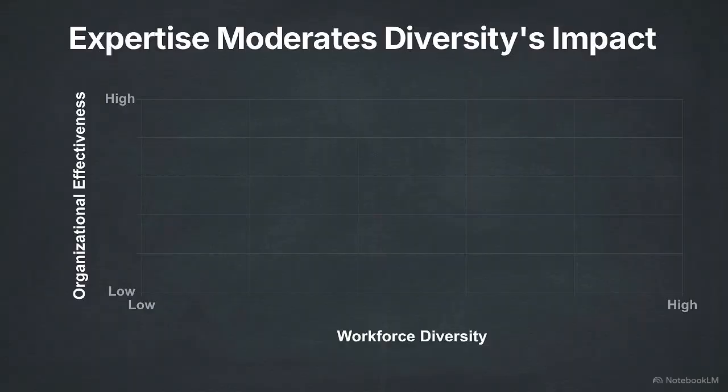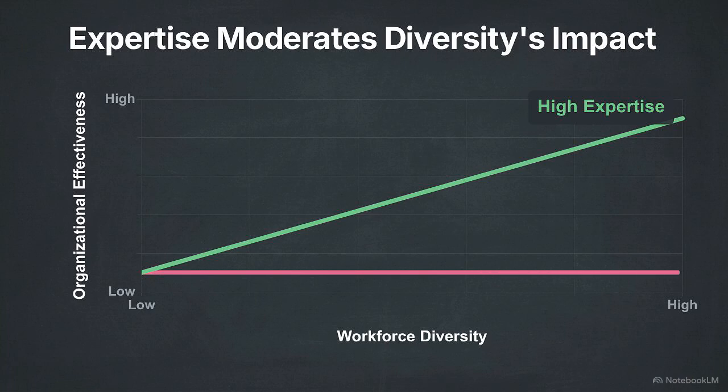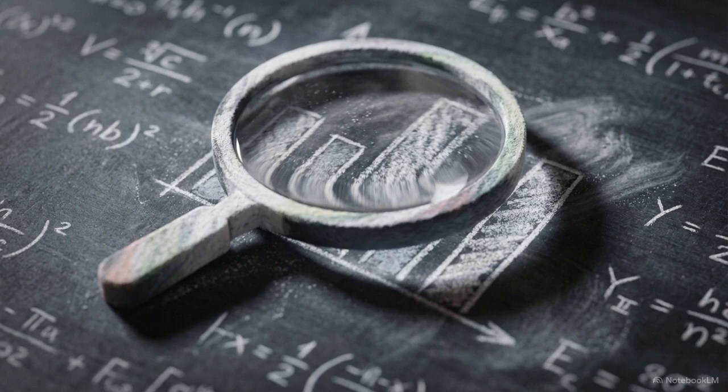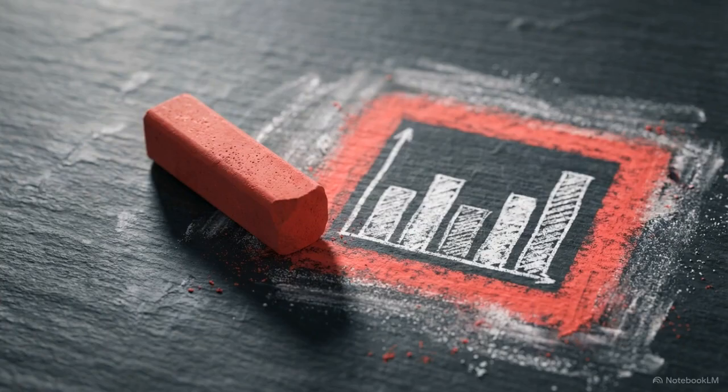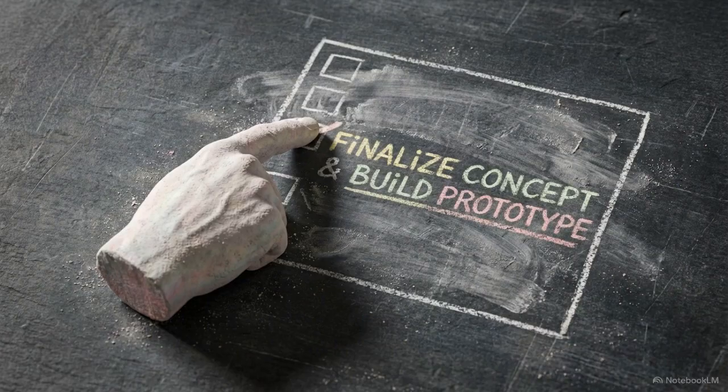Plotting effectiveness against diversity reveals the theoretical interaction. We see 2 distinct slopes based on managerial expertise. For high expertise, a steep positive green line. For low expertise, a flat red line. Increasing diversity here yields 0 additional effectiveness. While independent variables explain variance, moderating variables dictate boundary conditions. They prove specifically when or for whom a relationship holds.